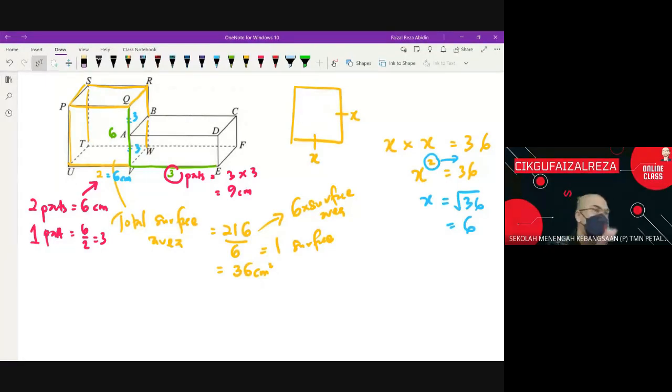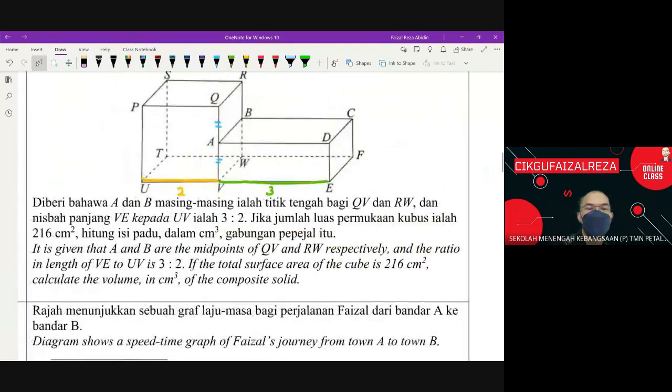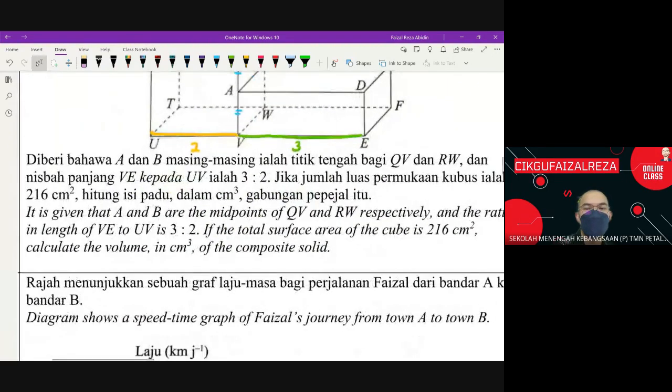We're not finished yet. If you look at the question here, we only solve until here. The midpoint is done. The ratio also done. The total surface area also done. We have the relationship, everything there. Now we go to the question. Calculate the volume of the composite solid. Means what? You are going to find everything for cuboid and also for cube.